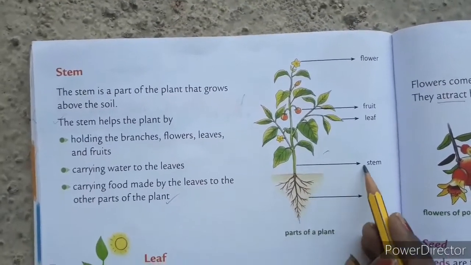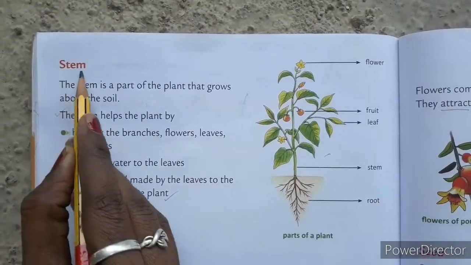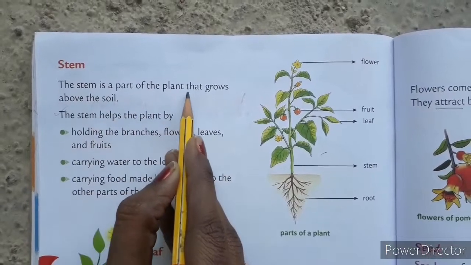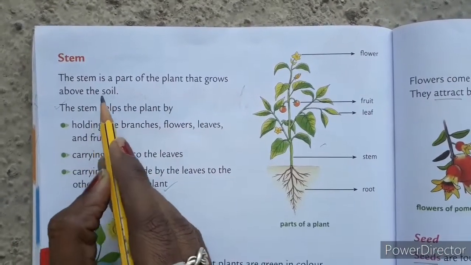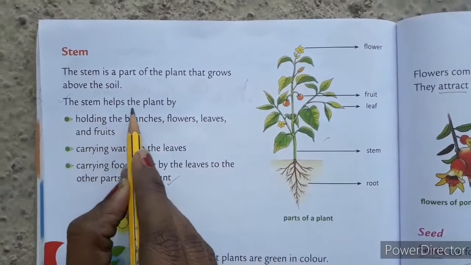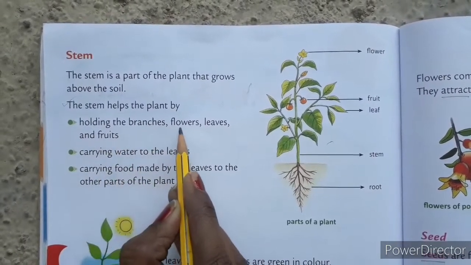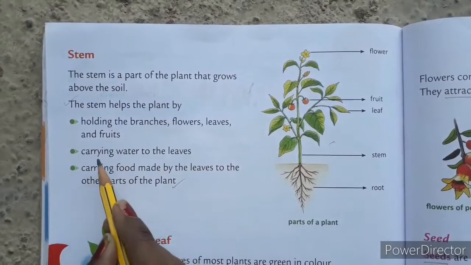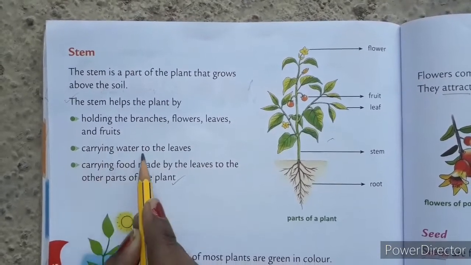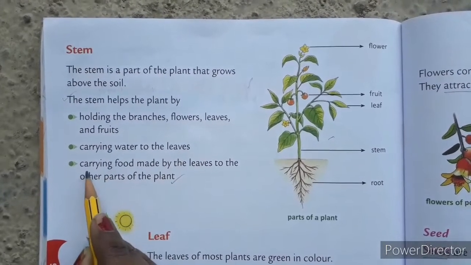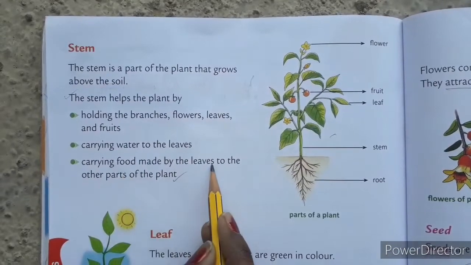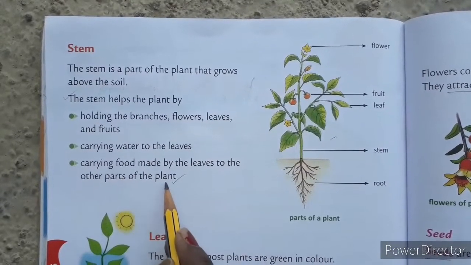Now stem. The stem is a part of the plant that grows above the soil. The stem helps the plant by holding the branches, flowers, leaves and fruits. Second, carrying water to the leaves. Third, carrying food made by the leaves to the other parts of the plant.